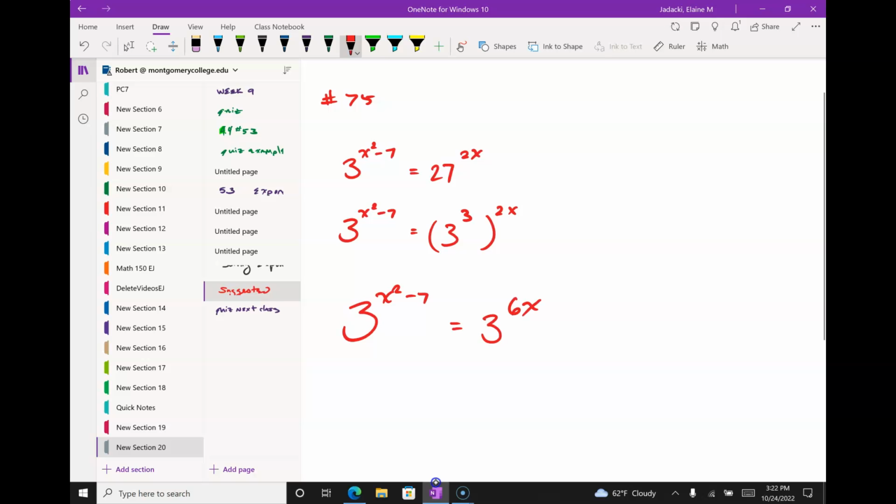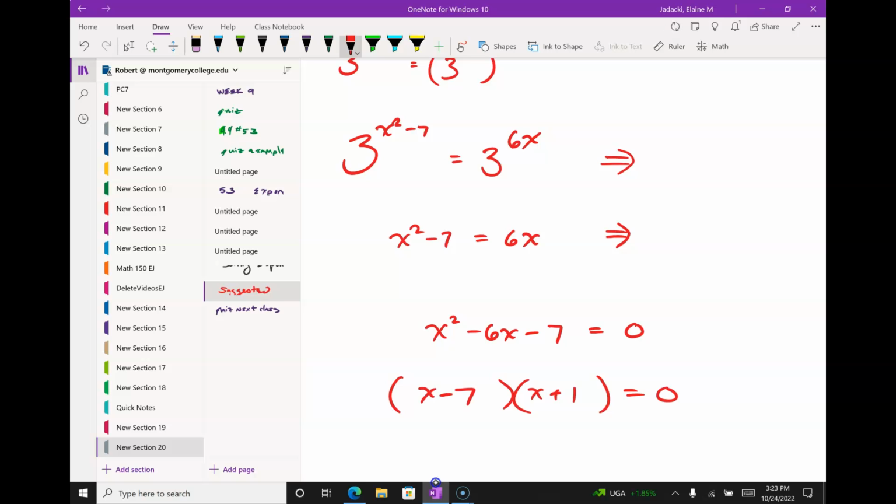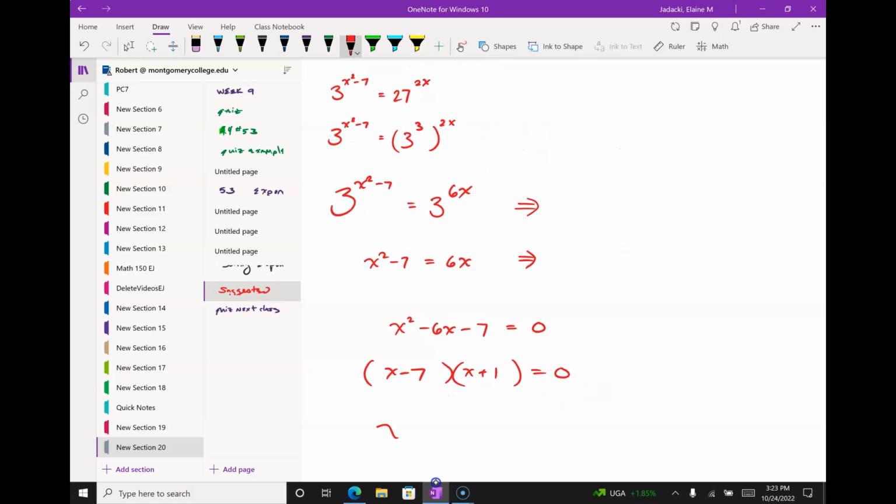Since my exponential functions are 1 to 1, I know x squared minus 7 better be equal to 6x. And this is a quadratic, right? So I get x squared minus 6x minus 7 equals 0. And this one factors. Anybody see it right away? x minus 7, right? Great. So what are my results? x equals 7 or x equals negative 1.